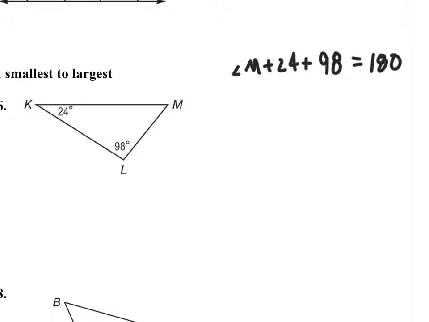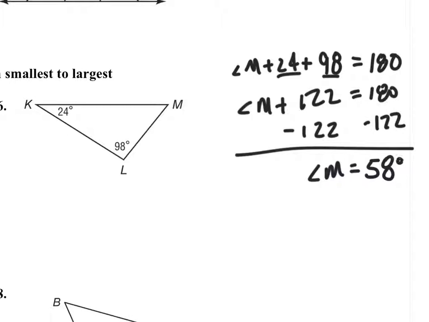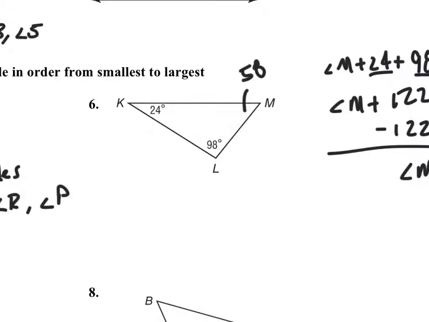So if I solve this, I get angle M plus 122, combining my like terms of 24 and 98, set that equal to 180, and then subtract 122 on both sides. That's going to give me that angle M is equal to 58 degrees. So I know that this is 58 degrees. Let's go ahead and figure out the order in which our angles go.